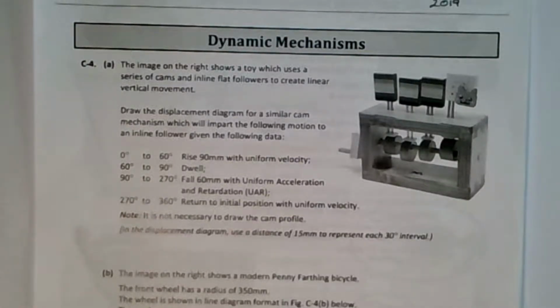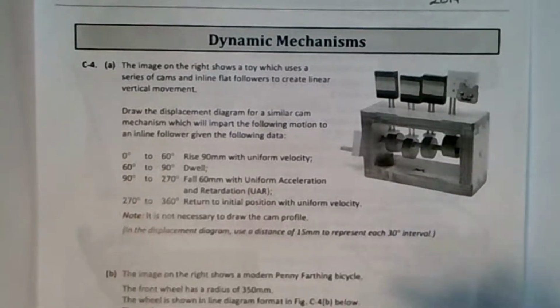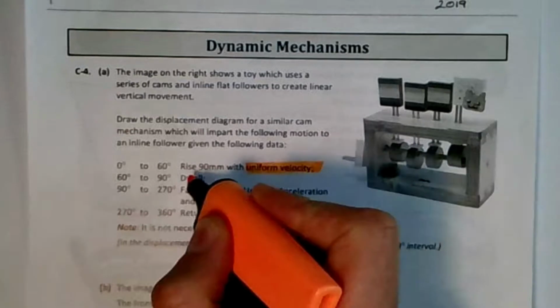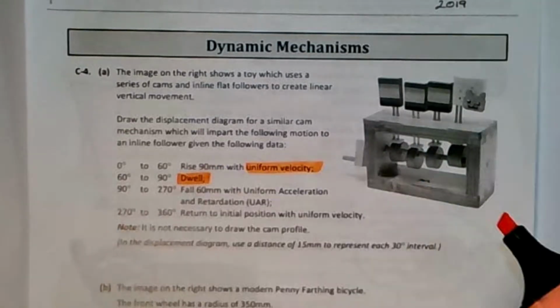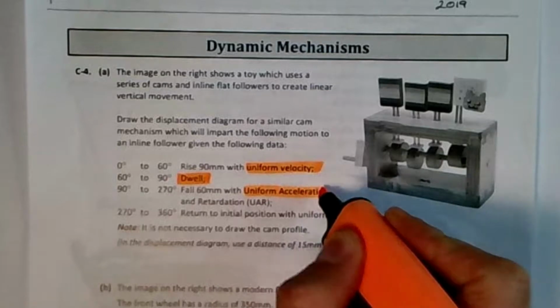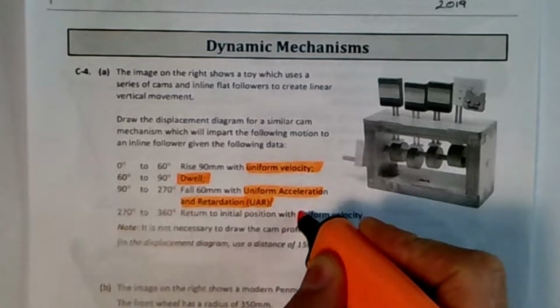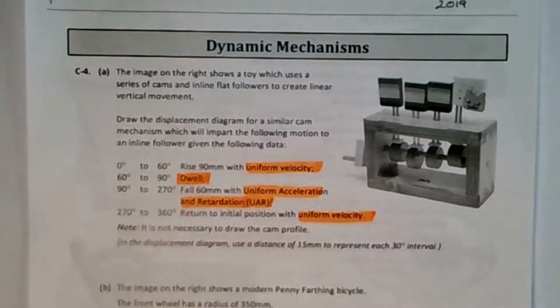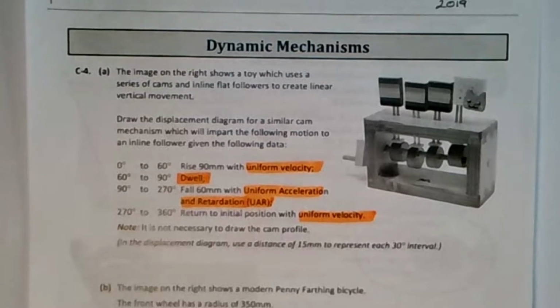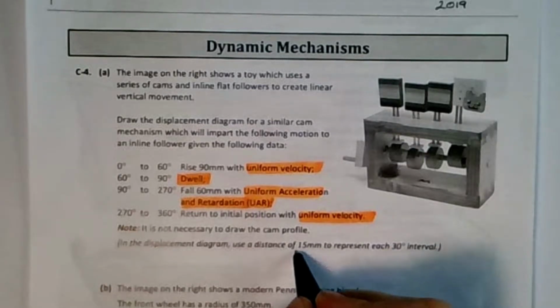So in the 2019 higher level question, under dynamic mechanisms, we were asked to create a displacement diagram for a cam movement. So we're told this cam is going to go from 0 to 60 degrees, rising 60 millimeters with uniform velocity. So it is a constant speed. From 60 to 90 degrees, it has a dwell, so there's no upwards or downwards motion on the cam. From 90 to 270 degrees, it is falling with a UAR, which is really just acceleration and deceleration. And then it's returning back to 0 with a uniform velocity.